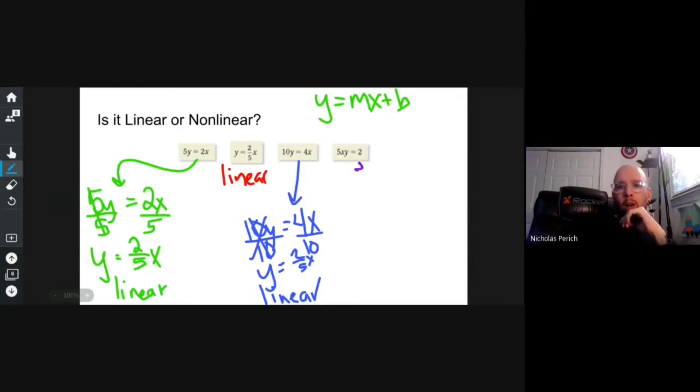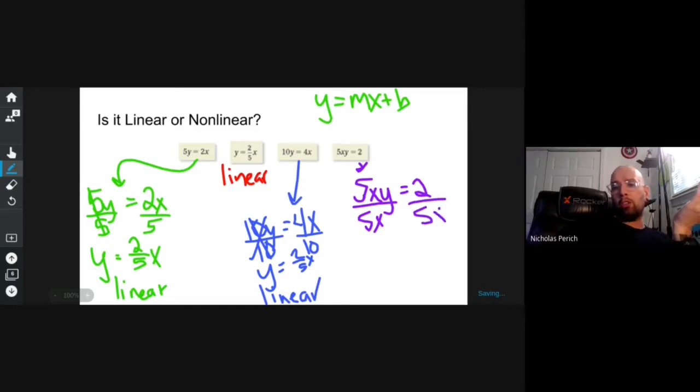Is y all by itself over here? No. Can I get y all by itself? Sure, I can. I can divide both sides by 5 and x, because it's 5x times y, so I have to divide both sides by 5 and x. So I have y equals 2 over 5x. Now, wait a minute.